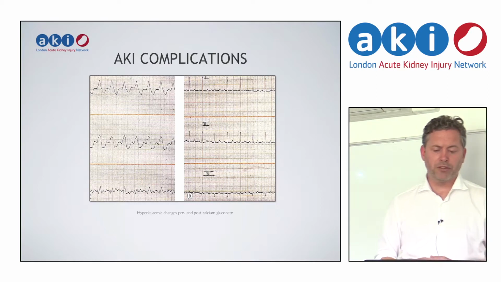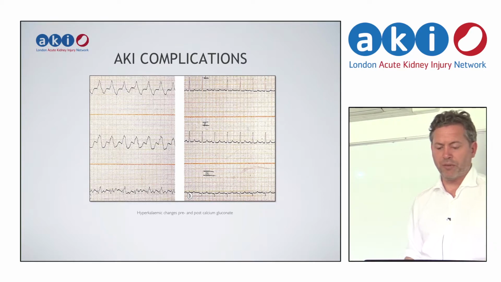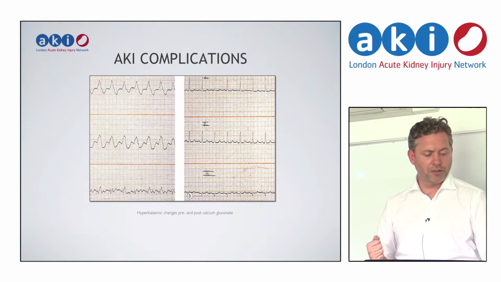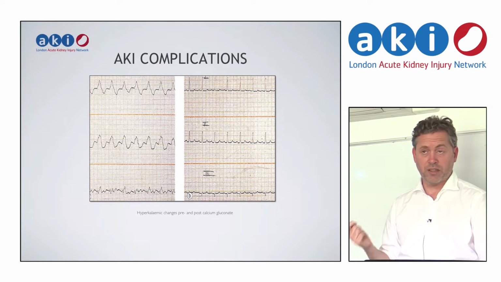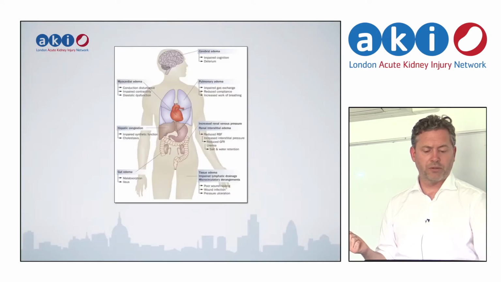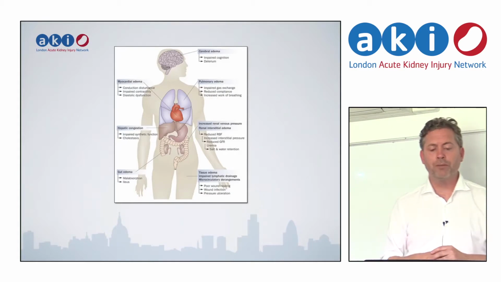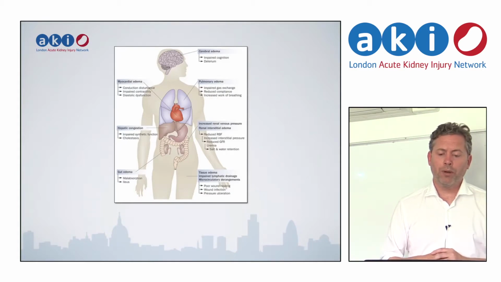This is a picture showing someone with a potassium of 8 and the response to calcium gluconate administration, which is a temporary measure while extracellular fluid potassium is lowered. What about ECF expansion and volume overload? Well, I think we all have good awareness of pulmonary and peripheral edema and the harm this may cause.